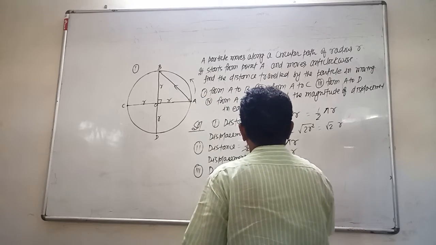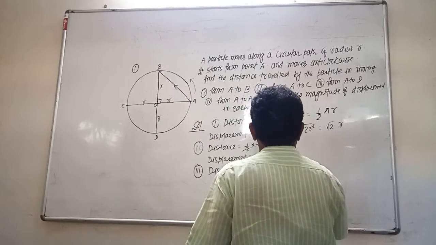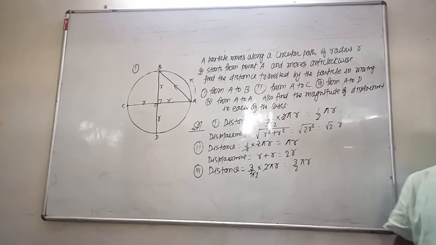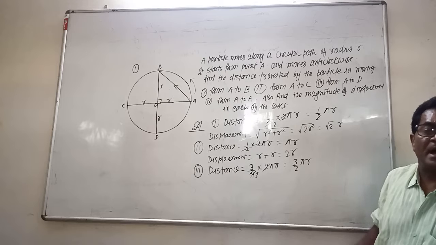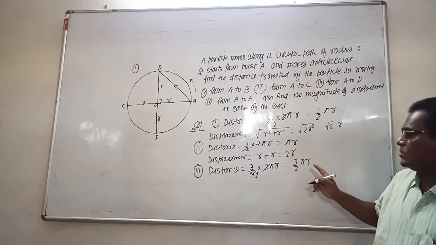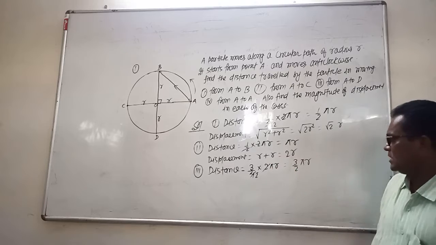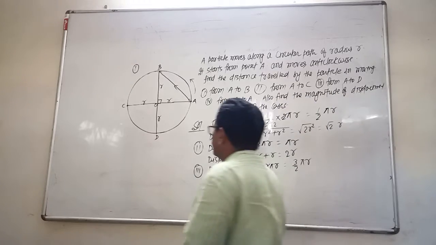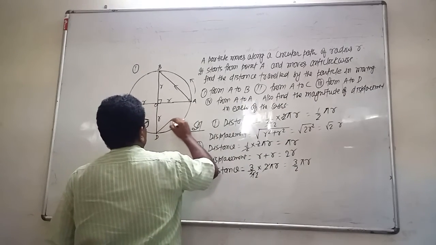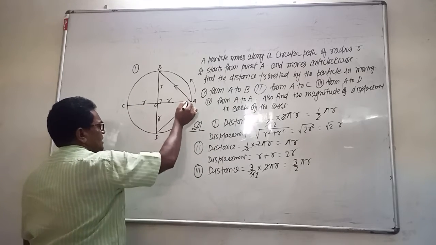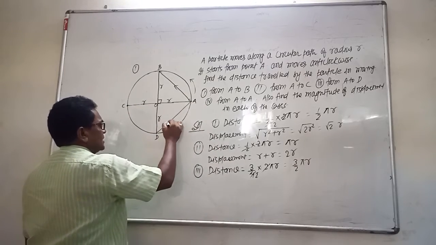So this is 3/2 pi r. The distance will be 3/2 pi r, which is 3/4 part of this total circumference. And displacement, again, displacement is the shortest distance from A to B. B is the final position, A is the initial position.